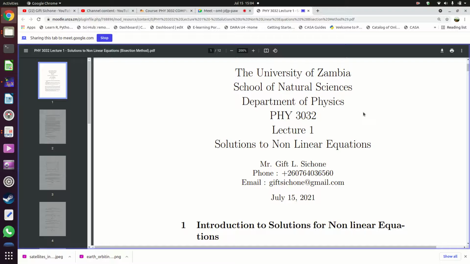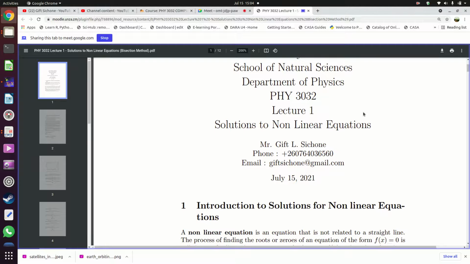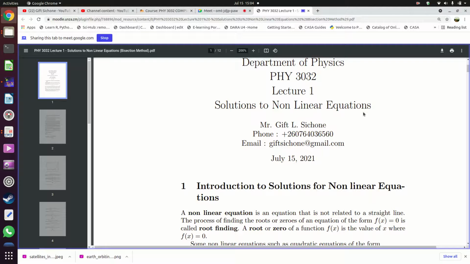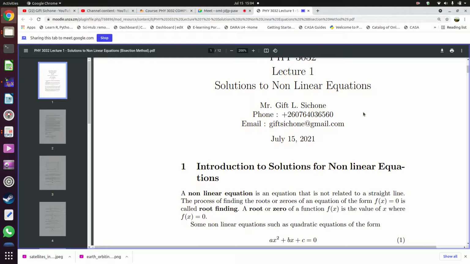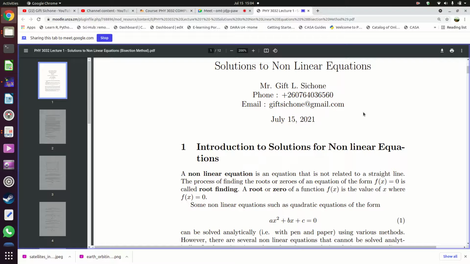We'll turn our attention to this chapter, which is the actual first chapter of the course, which is solutions to nonlinear equations. A nonlinear equation is basically an equation which is used to represent anything which is not a straight line. If something is a straight line, then we refer to that as linear, and an equation of a straight line is a linear equation. So when it comes to finding solutions to straight lines, that's much easier. But when it comes to nonlinear equations, sometimes it's easy, sometimes it's not easy.